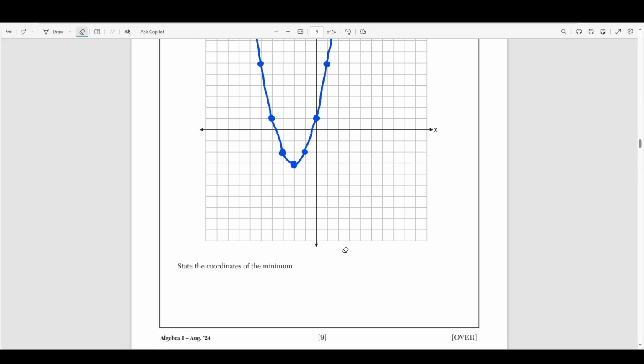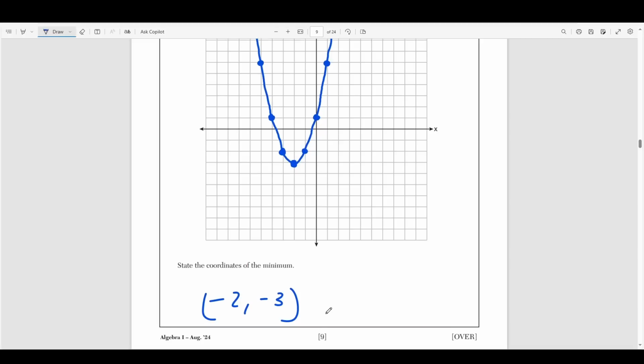Now, don't forget the second part of this problem. It's going to ask us to state the coordinates of the minimum. We already calculated the minimum when we found our first point. And remember that the minimum was at -2, -3. That's why I always graph this, because usually they ask you for the vertex either way. So that's going to be the minimum.